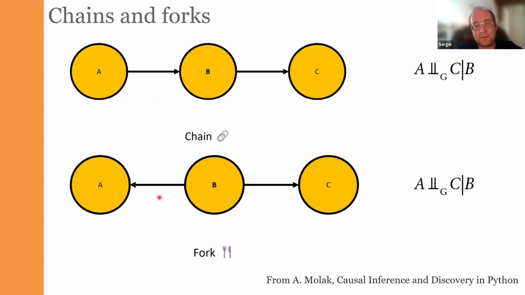The second example is the so-called fork. A fork is when we have B, which causes A and C, but there is otherwise no relationship between A and C. They just have a common origin. This one is also relatively straightforward. Again, in this case, A and C are independent if B is fixed. These are very easy to understand logically. You can basically think about how the causality flows either like this or like this.